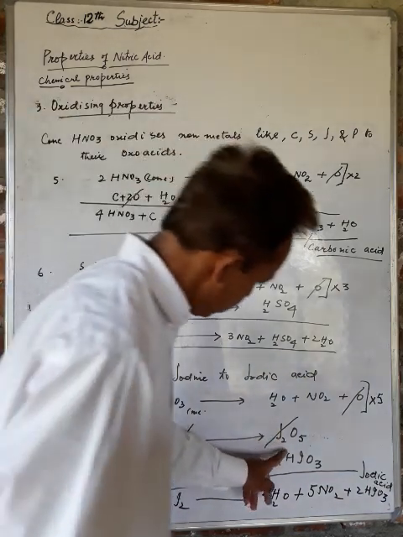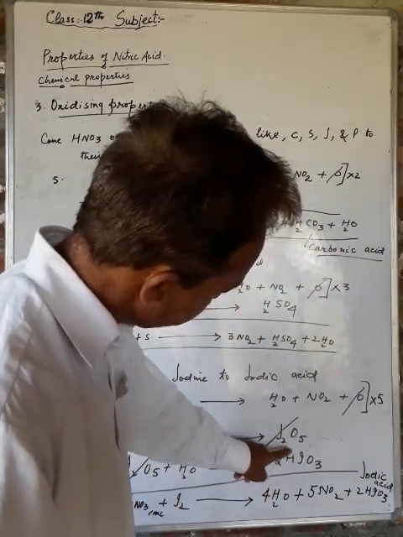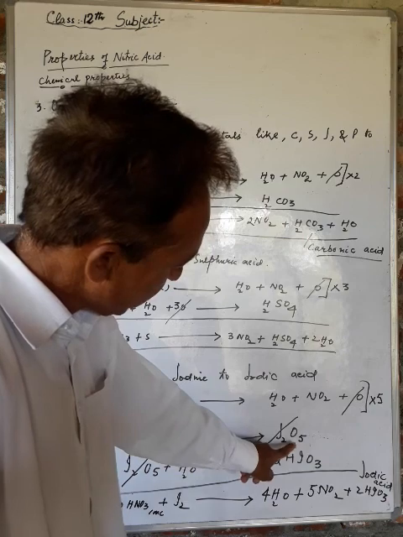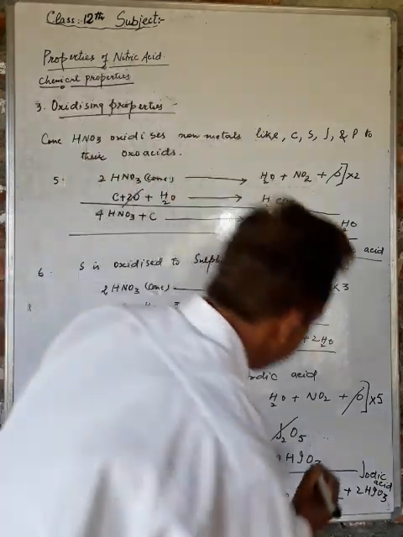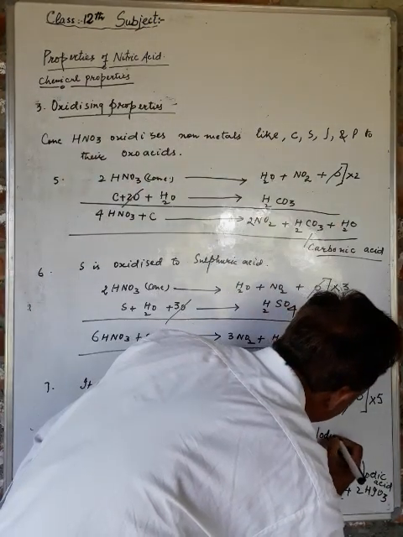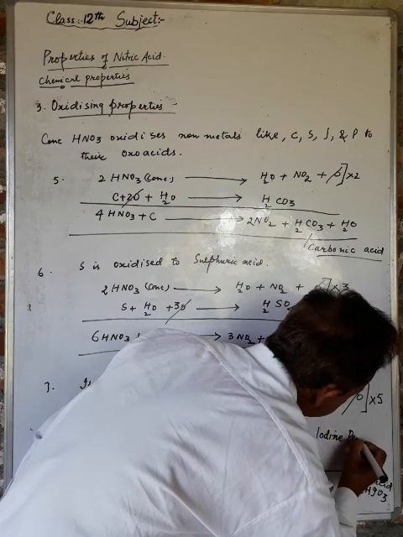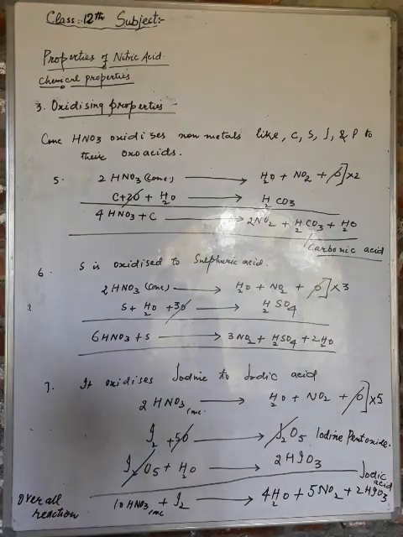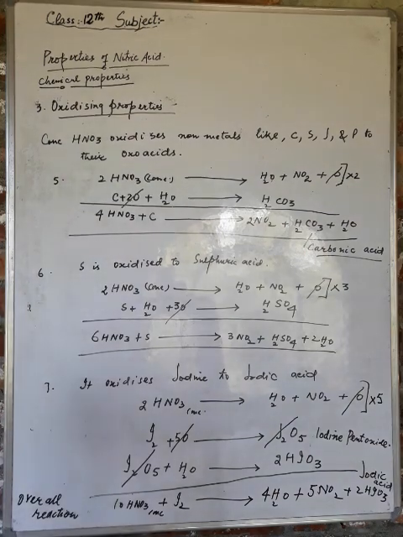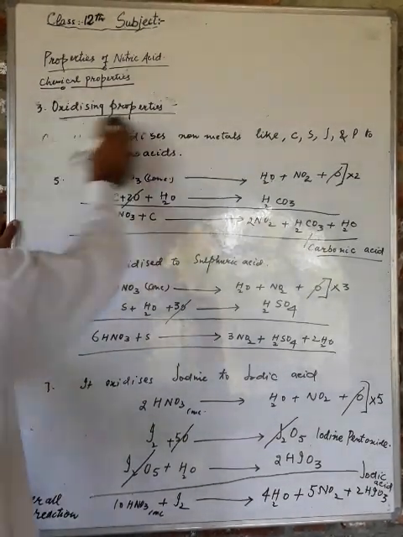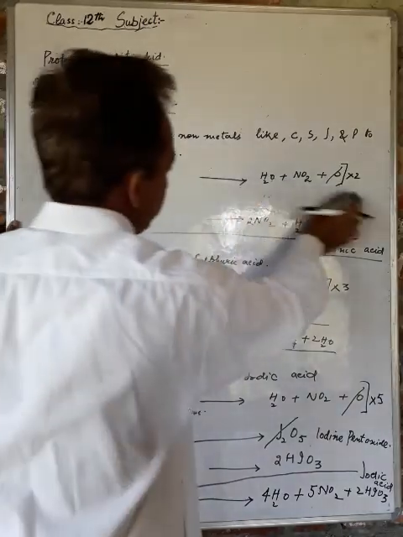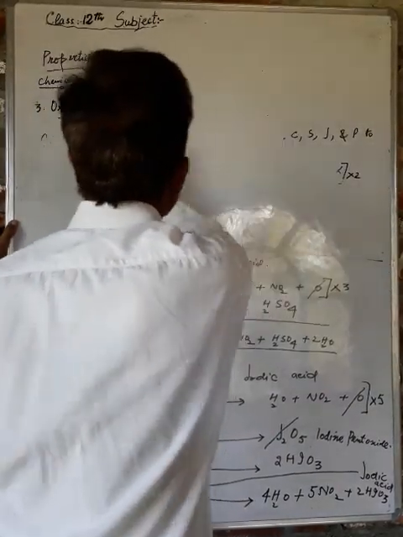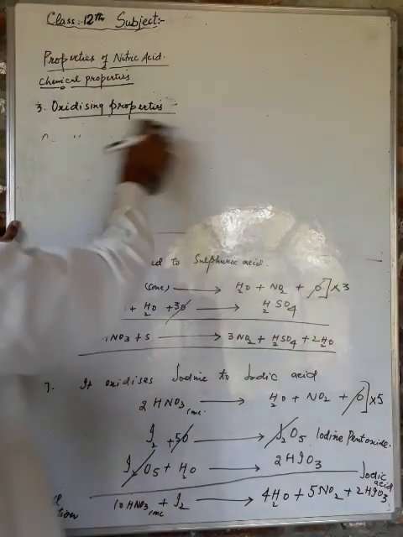And the product gets cancelled. First formed as byproduct here is iodine pentoxide. This is iodine pentoxide. Similarly, nitric acid reacts with phosphorus and forms phosphoric acid, H3PO4. We will write this reaction also with the non-metal phosphorus.